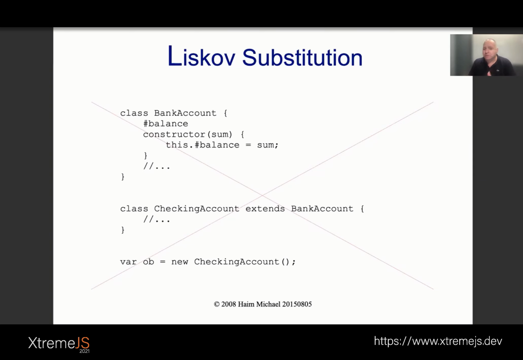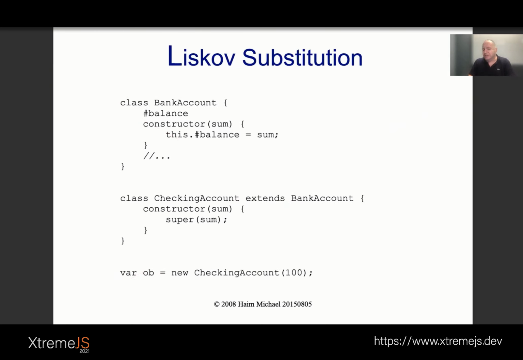So if you want to stick with the Liskov substitution in this case, for instance, make sure that the constructor in checking account includes a call using super to the constructor in bank account. Otherwise, if you don't do it, then changes over time in the code of bank account might make it impossible to replace an object that was instantiated from bank account with an object instantiated from checking account. So these are my words regarding this Liskov substitution.